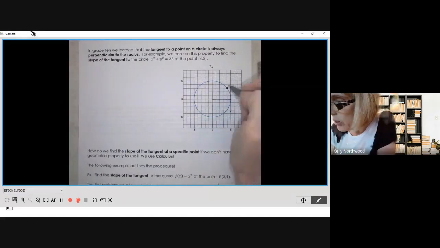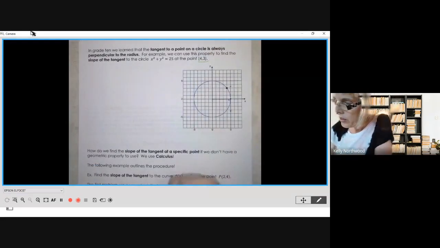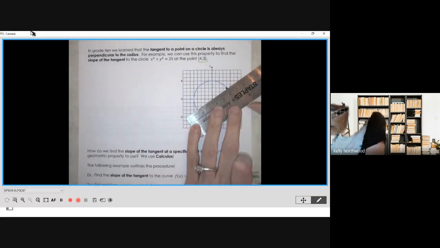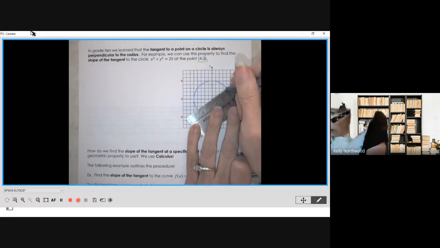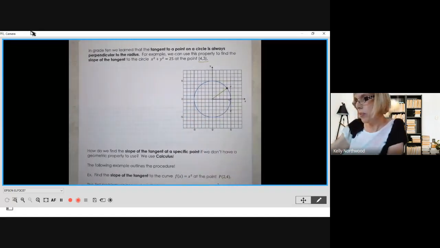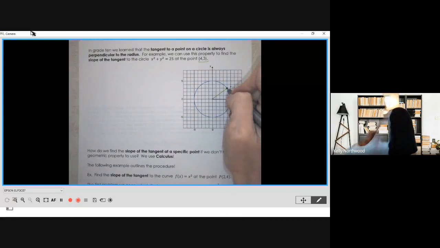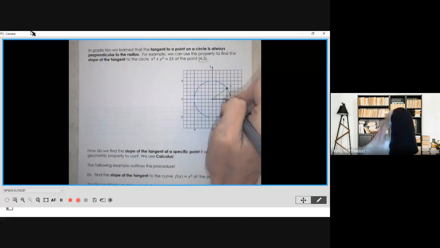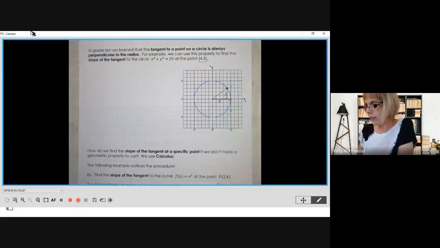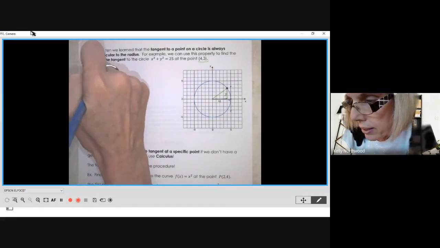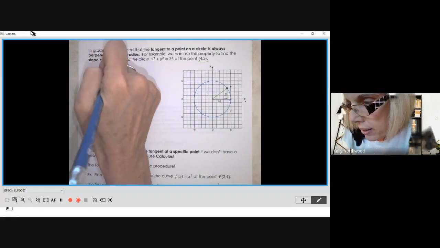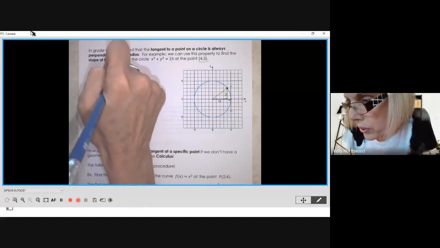So here's the point they want us to focus on, the point 4,3. So I'm going to join the radius in there. So there's my radius. So if I want to know the slope of the radius, I could just easily make a right triangle here. You can see that it's a positive slope with a rise of 3 and a run of 4. And our slope of the radius is positive 3/4.